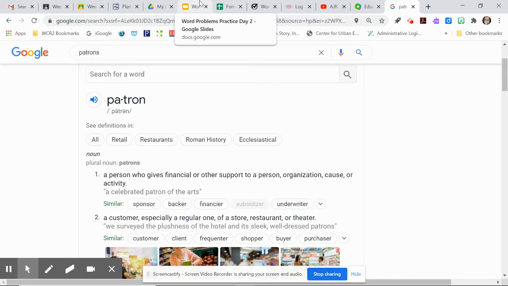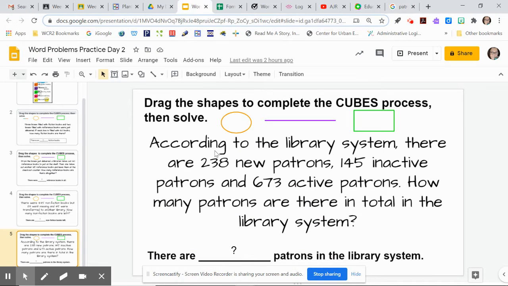So after reading that definition, now I'm going to go back here, and it says, according to the library system, there are 238 new patrons. So a library customer, basically, somebody who frequents a library. You're in fourth grade. You're going to come across words that are difficult. I'm not trying to trick you. Nobody's trying to trick you.